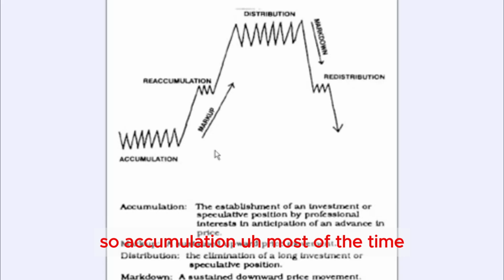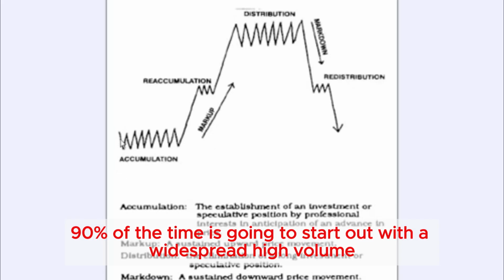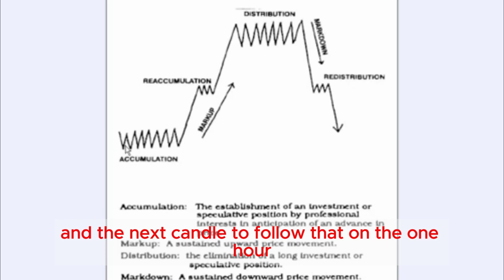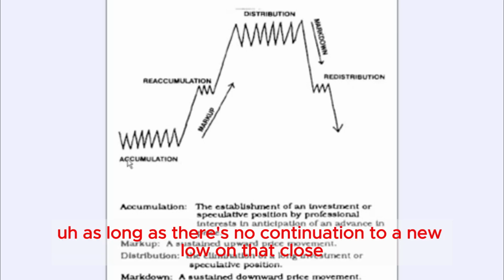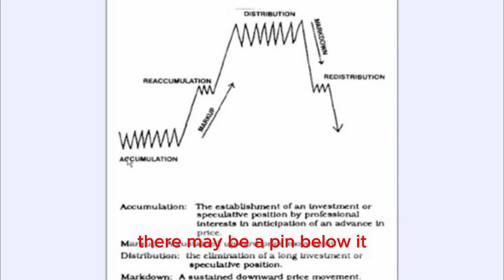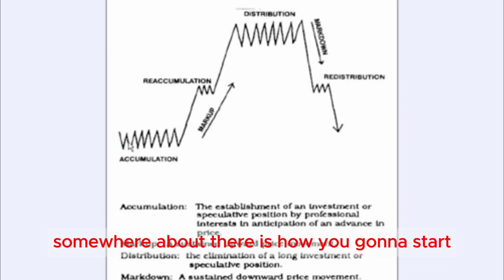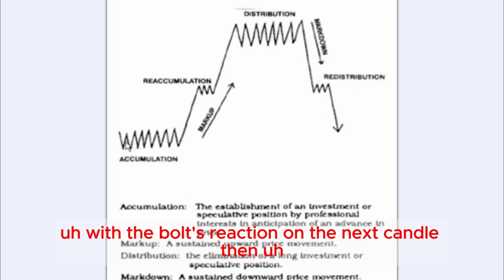So accumulation, most of the time, maybe 90% of the time, is going to start out with a wide-spread high volume down bar during a down move. And the next candle to follow that on the 1 hour would be bullish, an inside close, engulfing it. As long as there's no continuation to a new low on that close, there may be a pin below it, but no close below. That is how you're going to start the accumulation phase about 90% of the time. So that's stopping volume with a bullish reaction on the next candle.